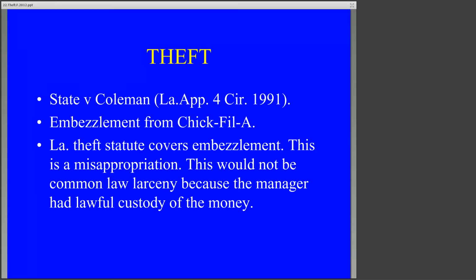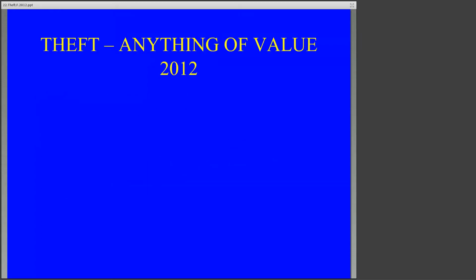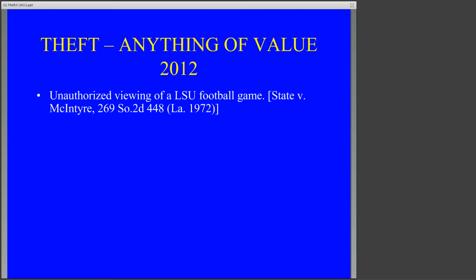So the point from this case is that the Louisiana theft statute covers embezzlement. This is a misappropriation. Now remember, this would not be common law larceny because the manager, the person charged, Coleman, had lawful custody of the money. So let us look at anything of value, the definition in the year 2012.